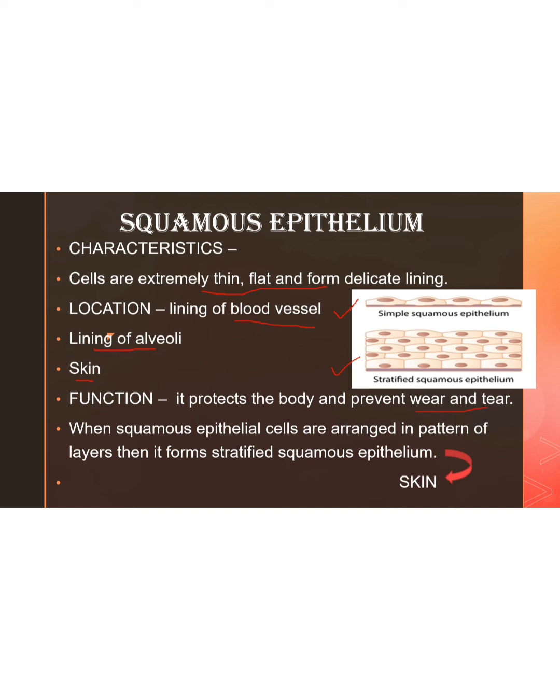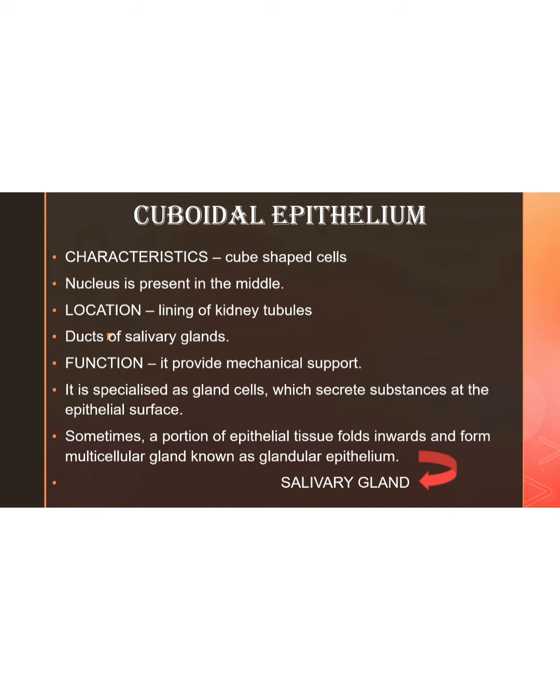Basically on the surface of the skin, what will happen if some injury takes place, or some scratch takes place over the skin? Then it just recovers itself. So that is a major function of squamous epithelium, that it protects the body from wear and tear. Next, in the stratified squamous epithelium, the layers are arranged, and basically its location is your skin. Next we'll talk about your cuboidal epithelium.